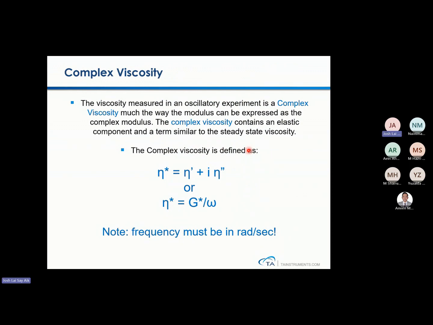Besides that, the viscosity can also be measured with this oscillation experiment. If a flow test is impossible, you can try this approach. Similarly, it is going to give you a complex viscosity, and the frequency must be in radians per second, of course, for this state. And the software can help you transform this frequency sweep directly into the typical viscosity versus shear rate via the Cox-Merz rule.